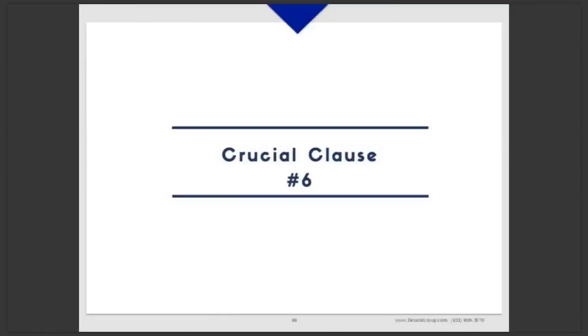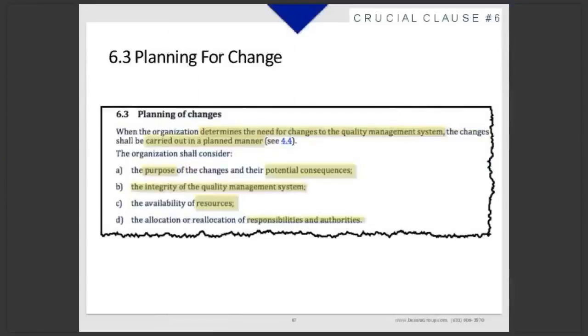Okay, there's a final crucial clause, number 6, planning for change. It says, when you determine the need for changes to your way of doing things around here, the changes will be carried out in a planned manner. And whenever you see A through D, this is an auditor's paradise. Except in this case, you notice it doesn't say you need to have documents that show the purpose and potential consequences, how it affects the integrity of the management system, the resources and responsibilities.